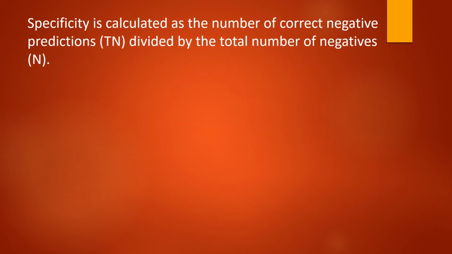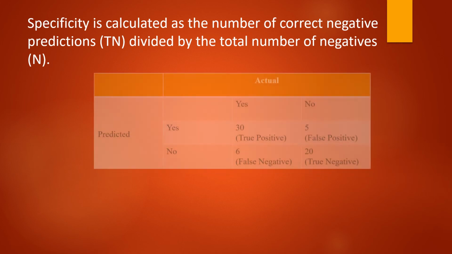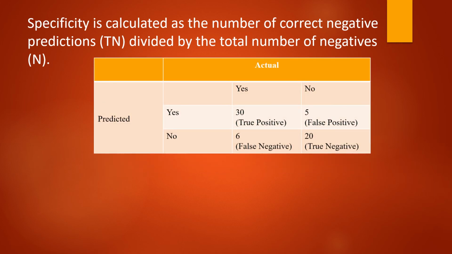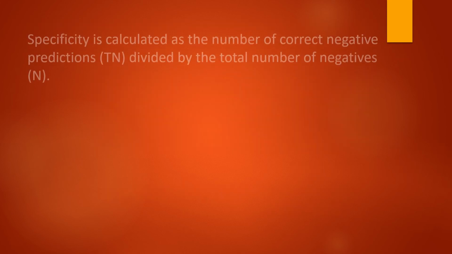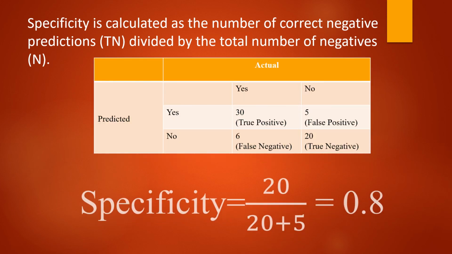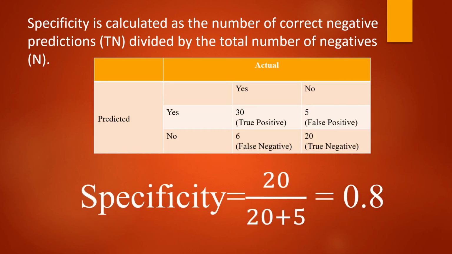Now let's learn about specificity. Specificity is calculated as the number of correct negative predictions divided by the total number of negative predictions. Specificity is true negative upon true negative plus false positive. We will apply this formula. What do we get? We get specificity is equals to 20 upon 20 plus 5 is equals to 0.8.